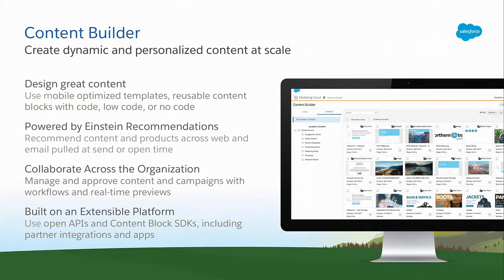It has the power of Einstein behind it, so you can add predictive recommendations to messages in your channels. Native to the Marketing Cloud is the ability to collaborate across business units and across your entire organization. And then finally, we built this to be an extensible platform. So we have native integrations with some of our partners like Sitecore and Dropbox. We have an open REST API that allows for custom integrations. And then lastly, I'll be talking about the Content Block SDK.